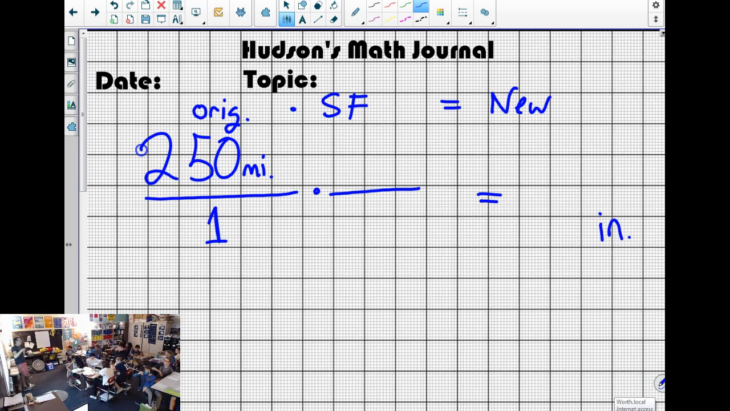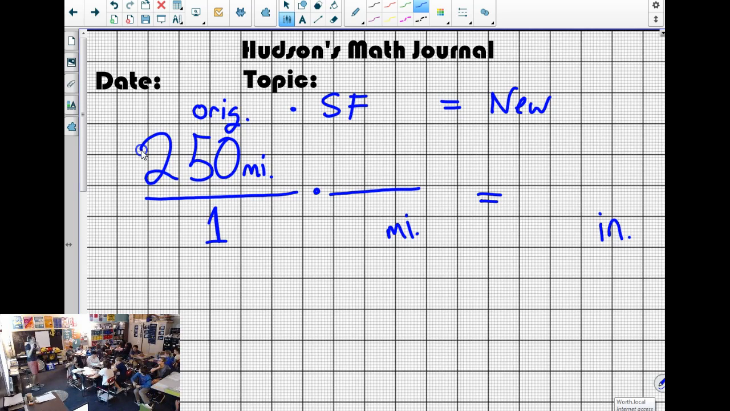I want to turn this into inches, which means I want to get rid of the label of miles. If I put miles on top, miles multiplies by miles, and I get miles squared, which is like area, right? But if I put miles on bottom, what happens when you have a value divided by itself?